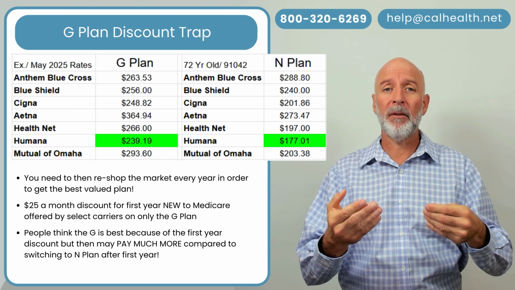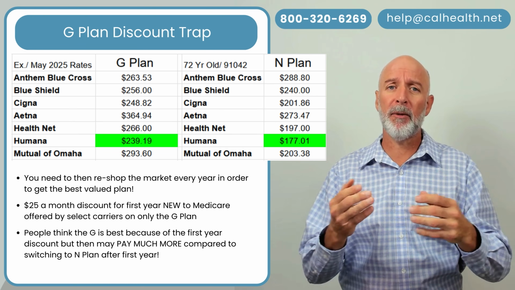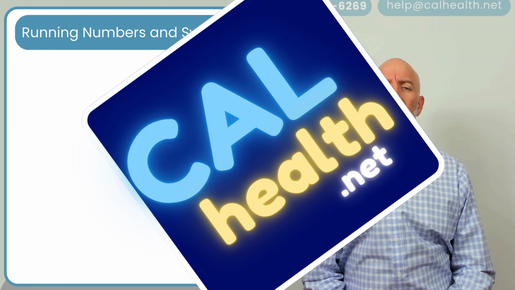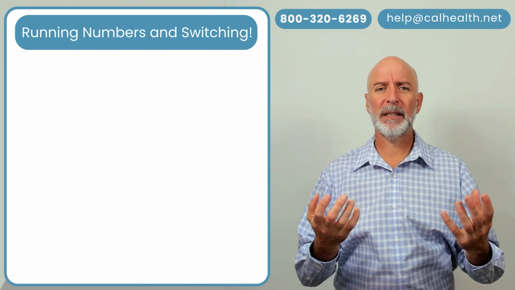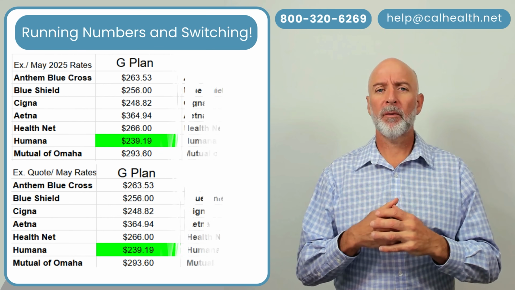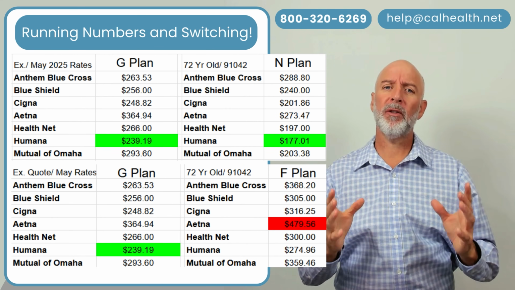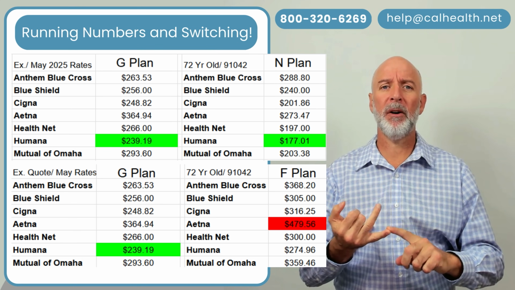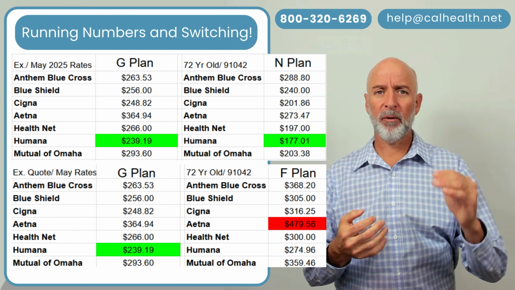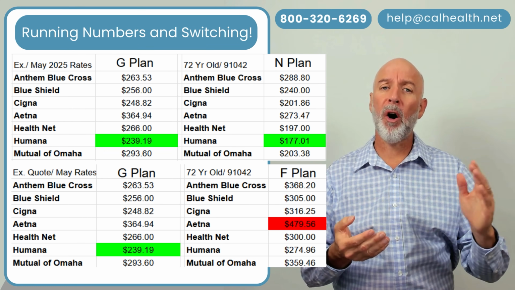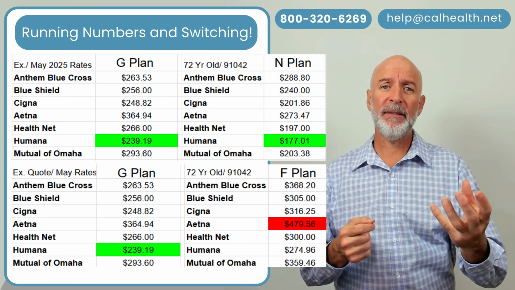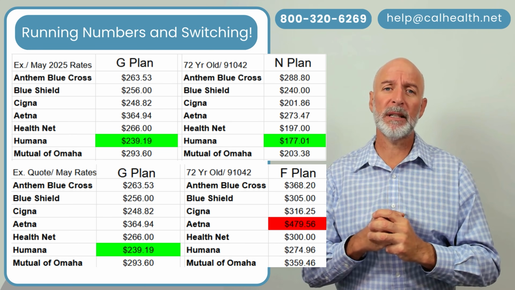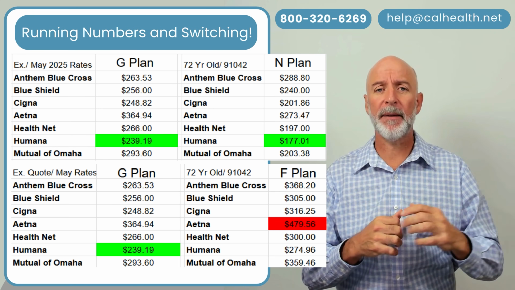Finally, let's talk about quoting and switching and how to go about doing that well. We have the G versus N versus F, all this information. What do we do with it? Run the numbers. We do this all day long. All we need is a zip code and date of birth, and we can run the quotes for you across all the major carriers for the N, the G, and even compare it with the F plan if that's what you're still on, or the old H, I, and J.